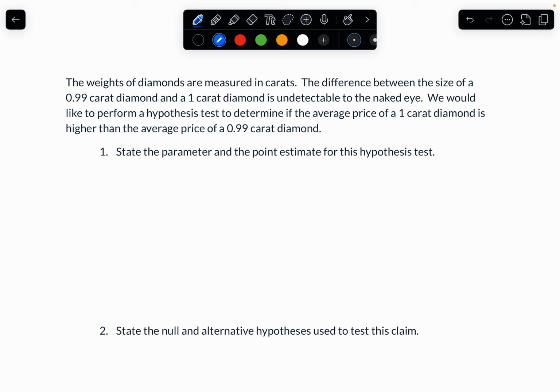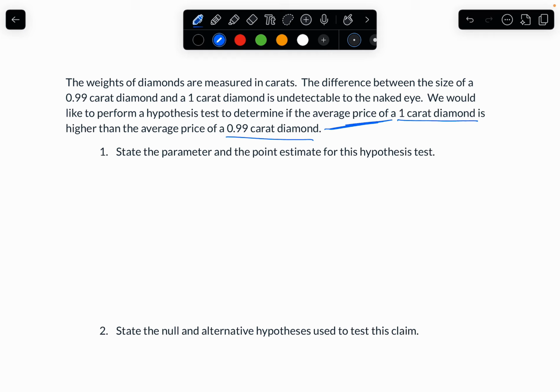So in these types of problems, we're still going to have two populations. In this case, our two populations are the 1 carat diamonds and the 0.99 carat diamonds. So we've got these two different groups. However, if I wanted to look at the relationship between these two groups, there is no link between the 1 carat diamonds and the 0.99 carat diamonds.